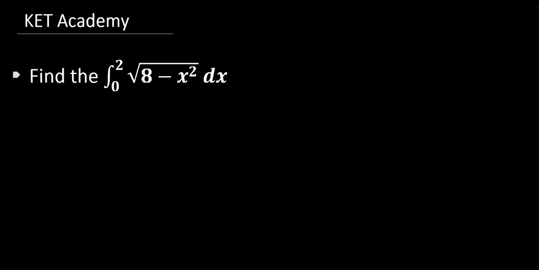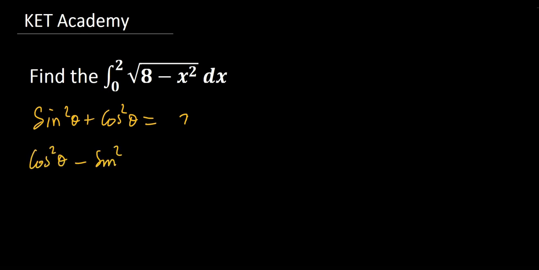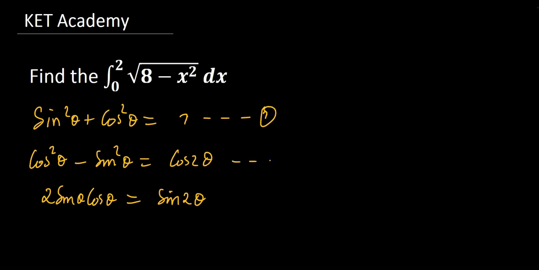So how can we do that? In order to get to the solution of this integral, let's consider the trigonometric identity sine squared theta plus cos squared theta equals 1, and cos squared theta minus sine squared theta equals cos 2 theta. There is also another identity, 2 sine theta cos theta equals sine 2 theta. For this introduction, we are simply going to need just the first equation.